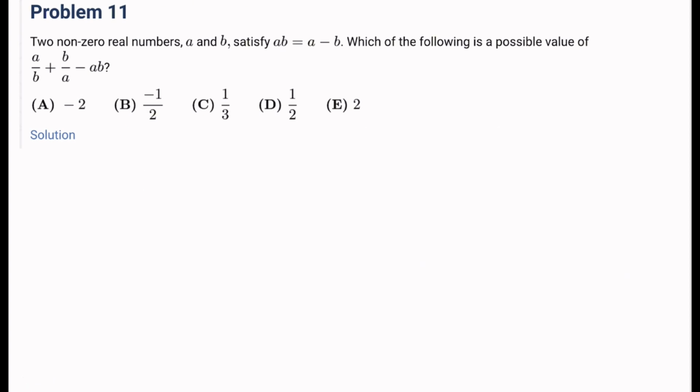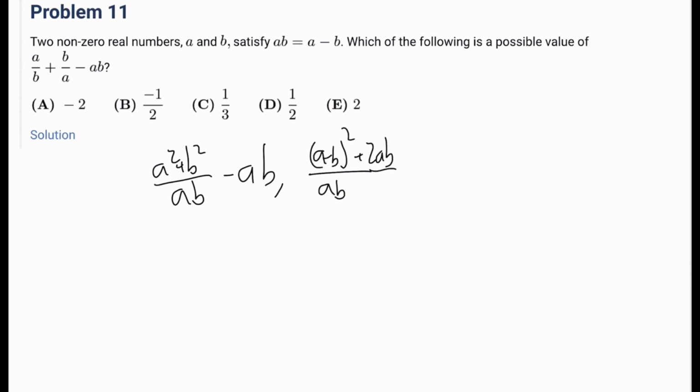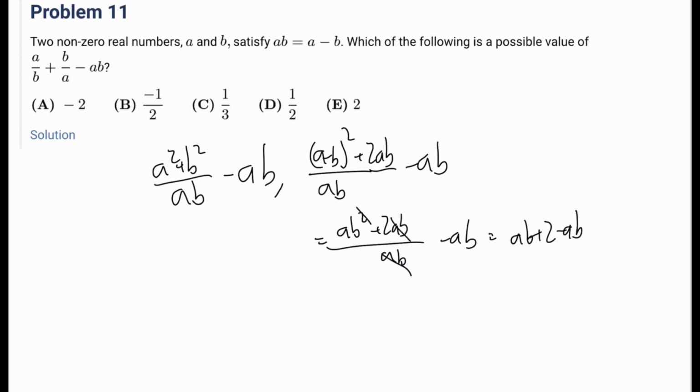Number 11. Two non-zero real numbers a and b satisfy ab equals a minus b. Which of the following is a possible value of a over b plus b over a minus ab? Okay, so if we combine these, then a squared plus b squared over ab minus ab, so it's all over ab, and (a minus b) squared plus 2ab and then minus ab, right? And so this equals, since ab equals a minus b, (ab) squared plus 2ab all over ab, and then we have to do minus ab. So if we cancel, ab plus 2 minus ab, so the answer is 2.